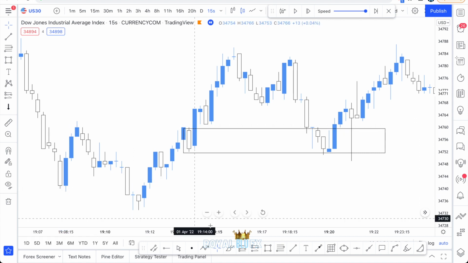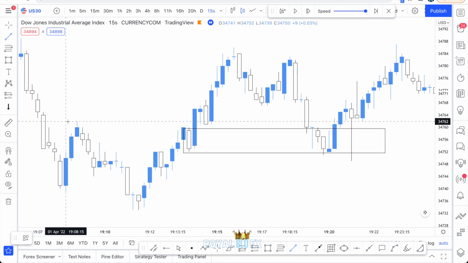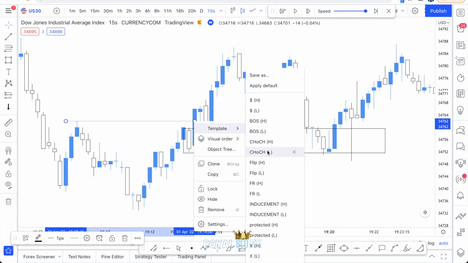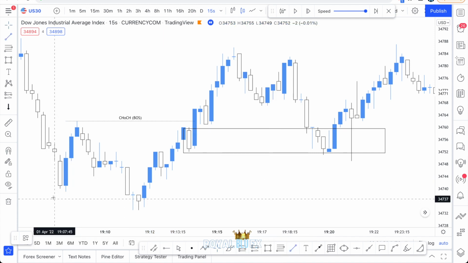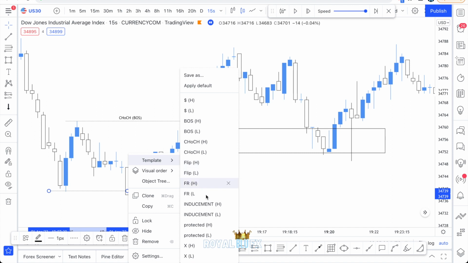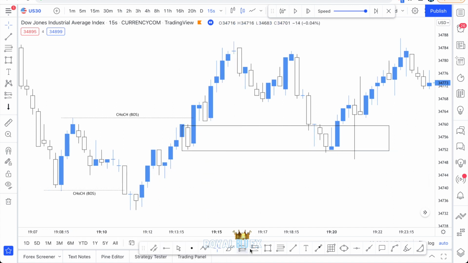Supply to demand zone. So we would say this. We do this. Change of character like this to the upside, downside. Right there. Okay? And our failed reaction would be considered to be this.